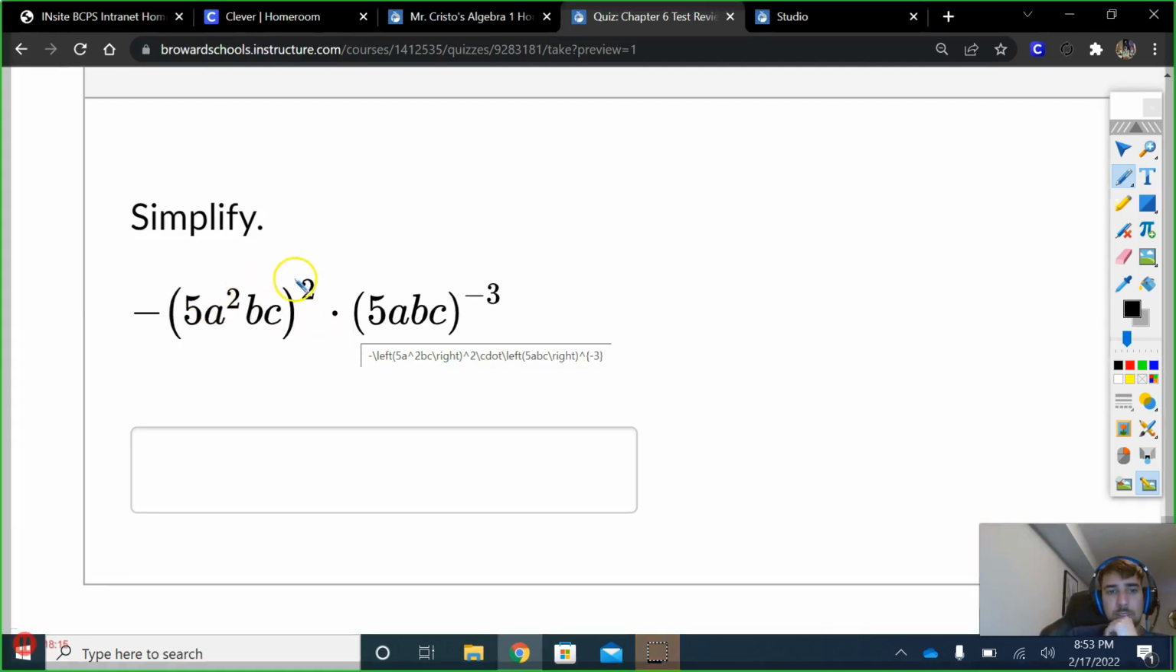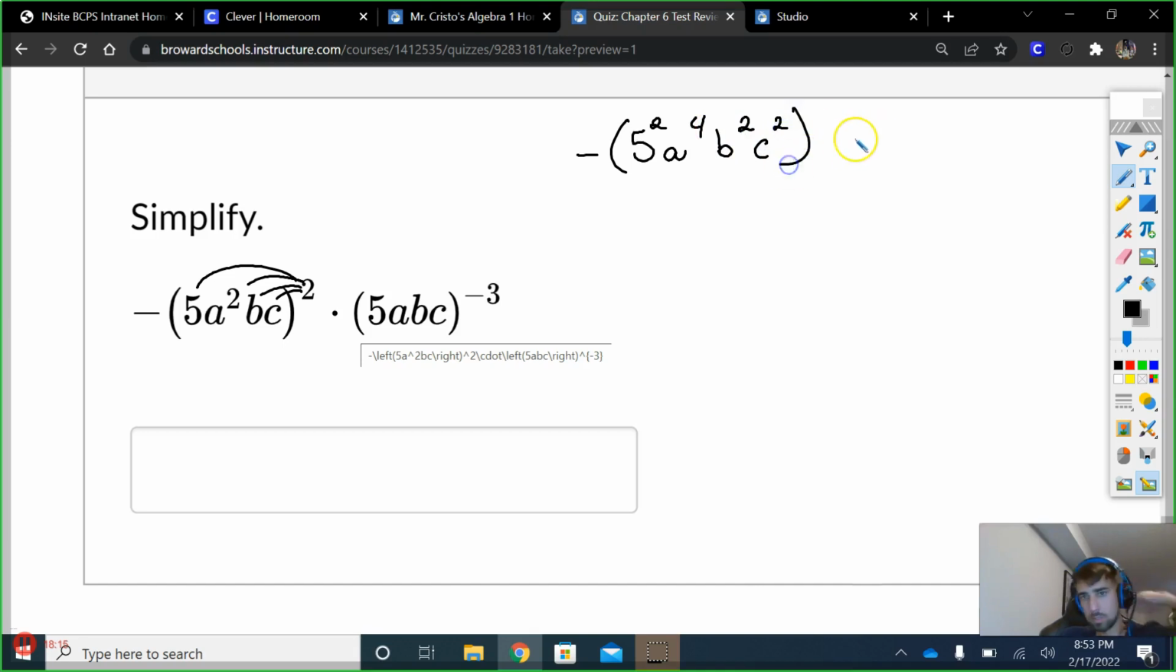Okay. This 2 is going here. This 2 is going here. This 2 is going here. This 2 is going here. That means that, let me just put the negative on the outside. That means that the 5 is going to have an exponent of 2. A is going to have an exponent of, these two are multiplying, so it'd be 4. B will have an exponent of 2. C will have an exponent of 2.